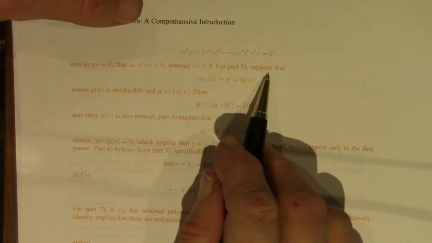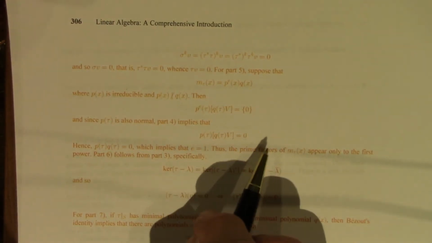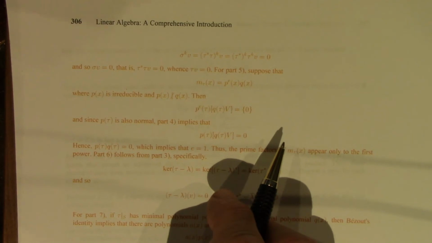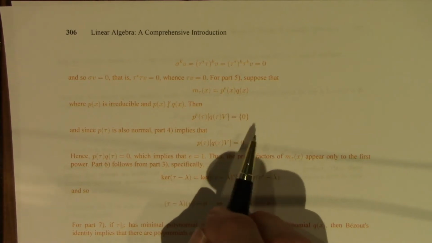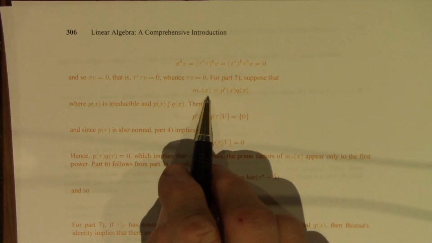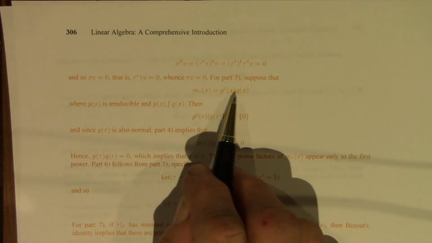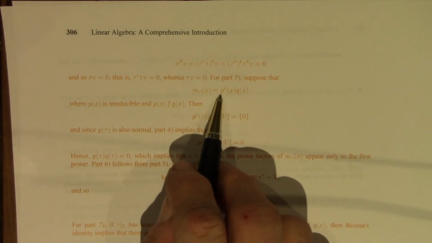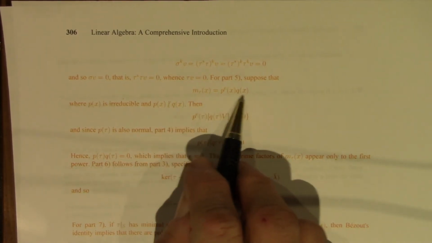Okay, so for part 5, this is the statement that the minimal polynomial of a normal operator is a product of distinct irreducible factors. They'll be either linear or irreducible quadratic. So let's suppose that the minimal polynomial of tau can be written as p of x to the power e times q of x, where p of x is irreducible, and we've pulled out of p of x as many factors as we can. So p of x doesn't divide q of x.